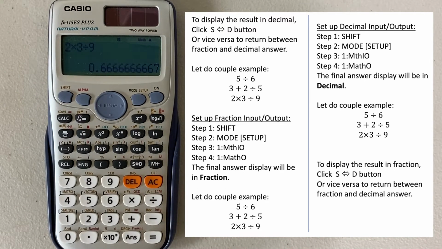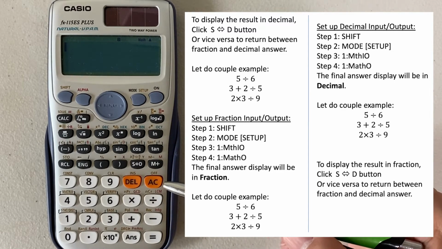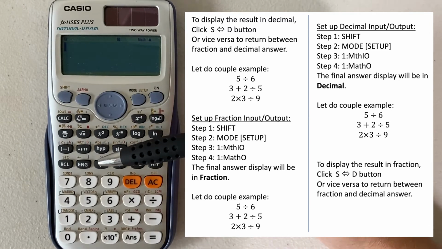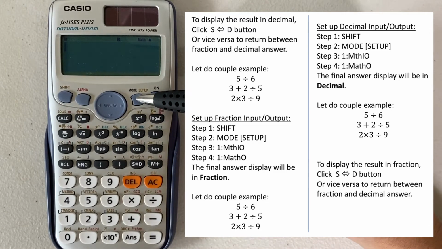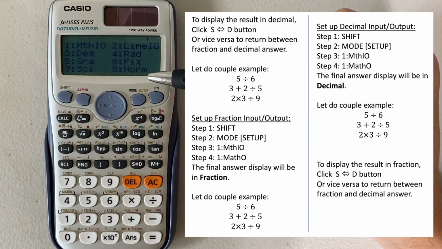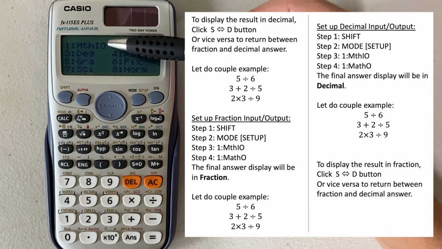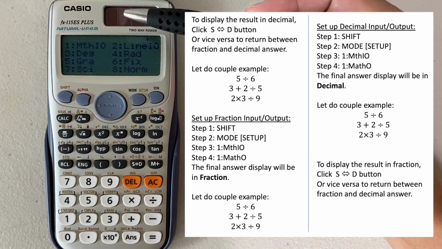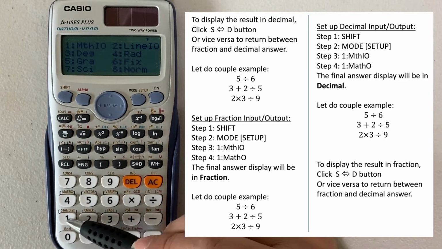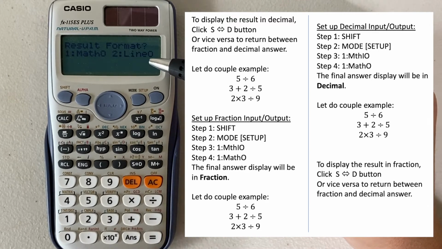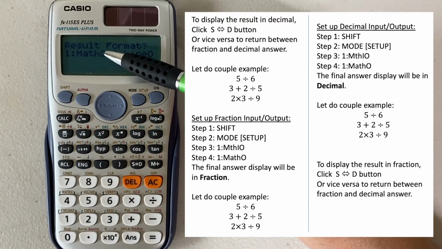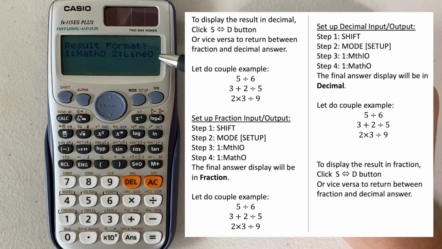So let's talk about how to set up the final answer display in decimal and fraction in the calculator. To set this up, let's do the following. First, click shift and then go to the mode. Right here, you will see number 1 with MathIO. Then you click that. Here you have two options for the format: either MathO or LineO. I believe the O stands for output in this case.